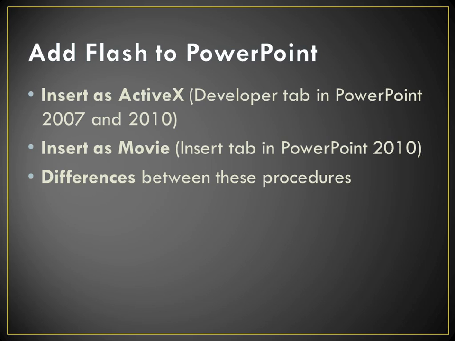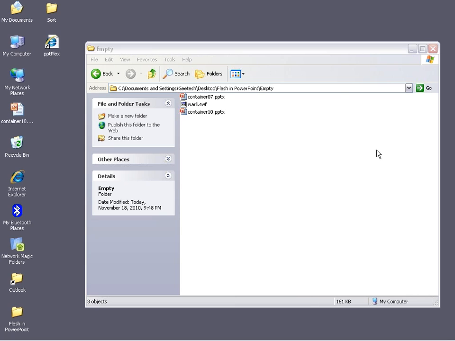So if you have the developer tab in PowerPoint 2007 and 2010 enabled, you can actually go and insert Flash content using options in the developer tab. The other option available only in PowerPoint 2010 is to insert it as a movie, and I'll show you that, and I'll then discuss what the differences are between those 2 processes. So let me go ahead in 2007.